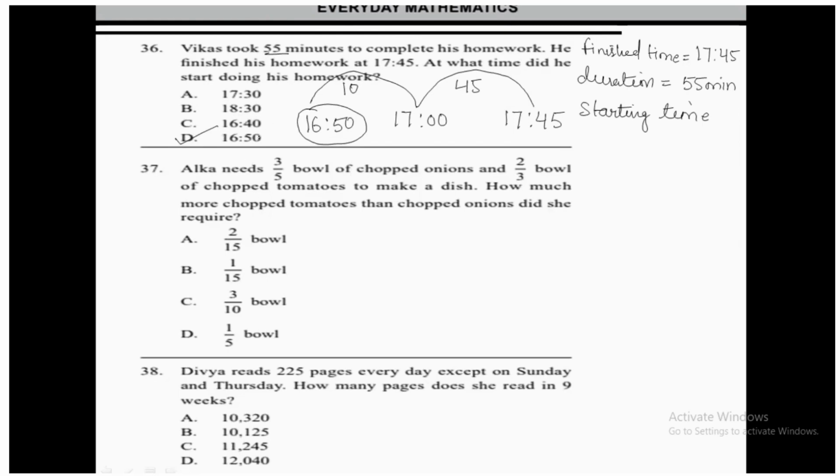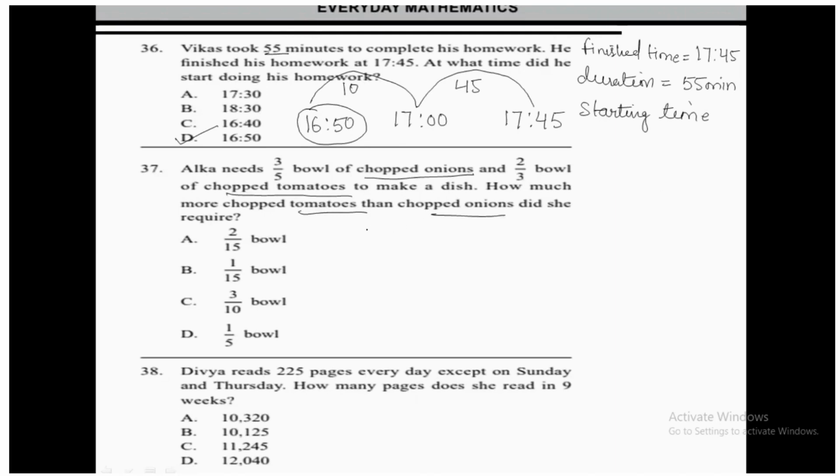Understood? Okay, now let's move to question number 37. Question number 37 is saying that Alka needs 3/5 of a bowl of chopped onion and 2/3 bowl of chopped tomatoes to make a dish. Now, how much more chopped tomatoes than chopped onions did she require? We need to find that. So how are we going to find it?